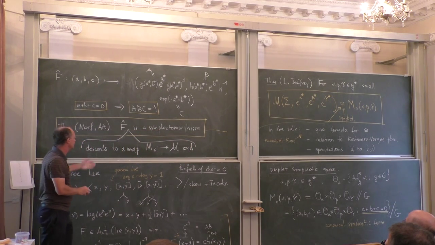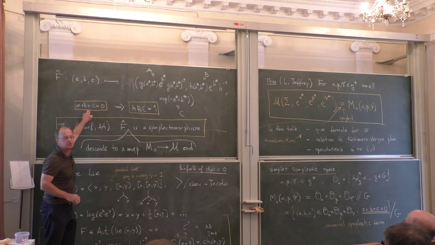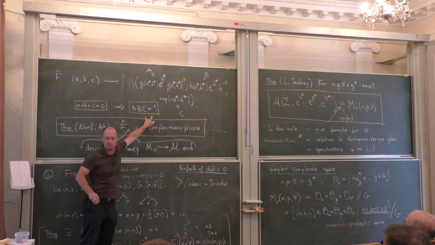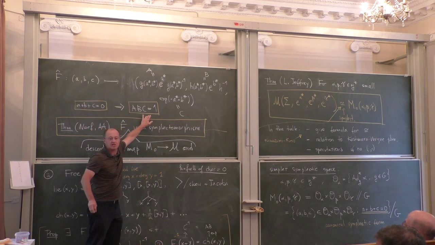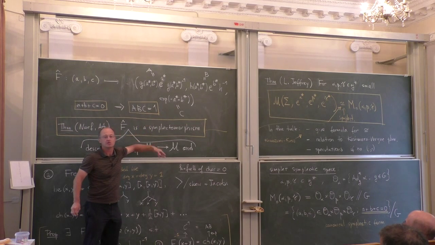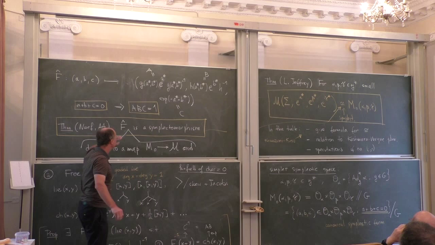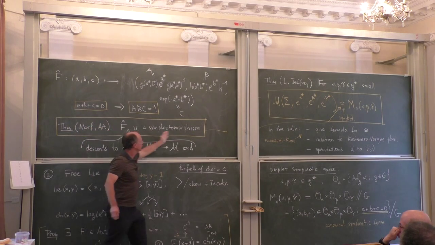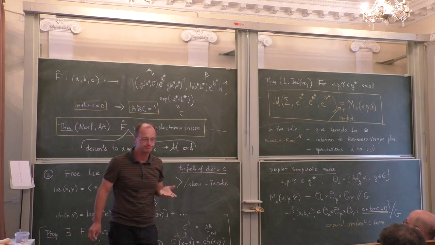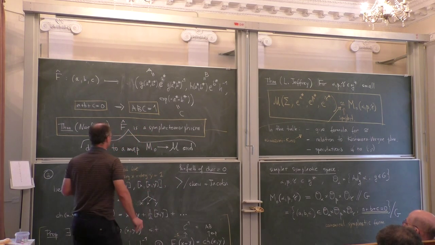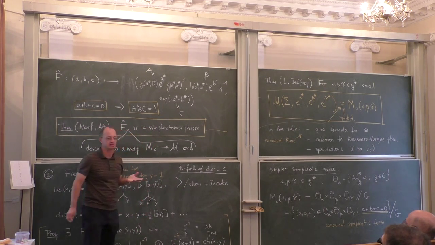The fact that it descends to a map is essentially the fact that this equation is mapped to that equation. Right? So we start with solutions of this equation, we end up with solutions of that equation, and dividing by the group action is automatic because all our maps are equivariant, and it turns out that it's also a symplectomorphism for free, which is a little bit surprising.